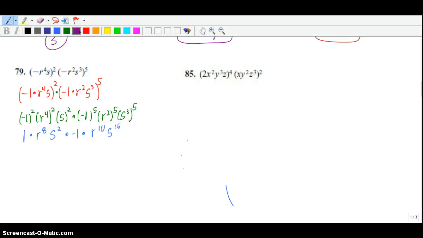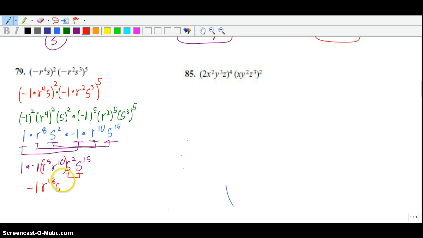But I'll go ahead and start moving some things around. So I'm going to move these guys next to each other. And once again, you could probably already do the arithmetic in your head, but just make sure this is clear. Then we'll get the r's next to each other. R to the 8th, r to the 10th, and then s squared, s to the 15th. Okay, and so 1 times negative 1 is negative 1. R to the 8th, r to the 10th is r to the 18th. S to the 2nd, s to the 15th should give us s to the 17th.